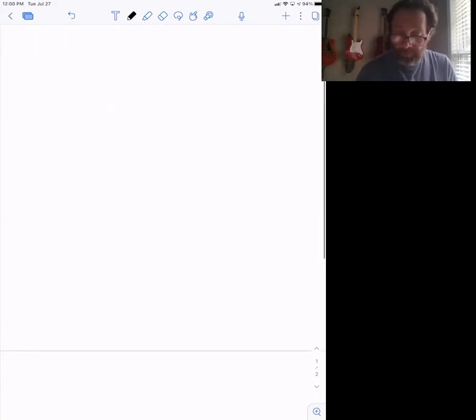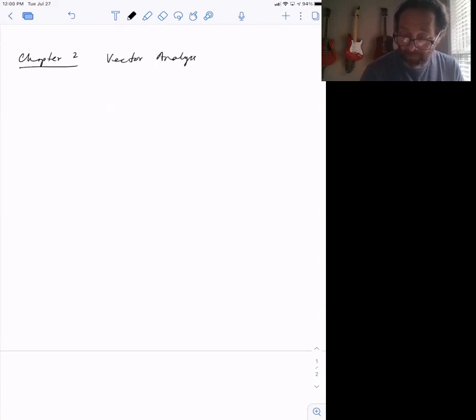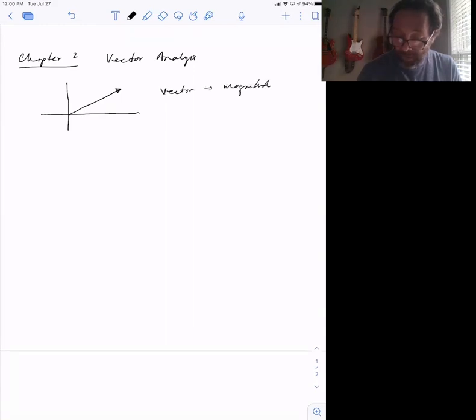So let's have a look at vector analysis. It's chapter 2. If you have the notes open, that would be great. So we began by what is hopefully a refresher, the representation of a vector. We know a vector is something that has both magnitude and direction, and it is represented by an arrow.